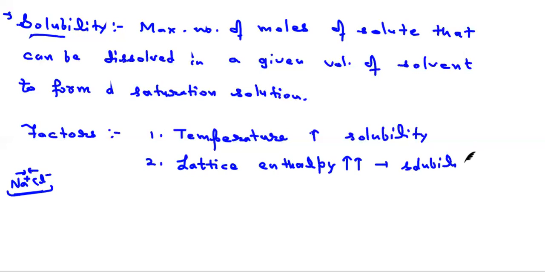Is it a direct relation or an inverse relation? Yes, it's an inverse relation. So does NaCl have a high enthalpy or a low enthalpy? It usually has a low lattice enthalpy. Whenever we put NaCl into any kind of solvent, especially water, it easily dissolves, right? So it means it has low lattice enthalpy. That's why it has high solubility, isn't it?